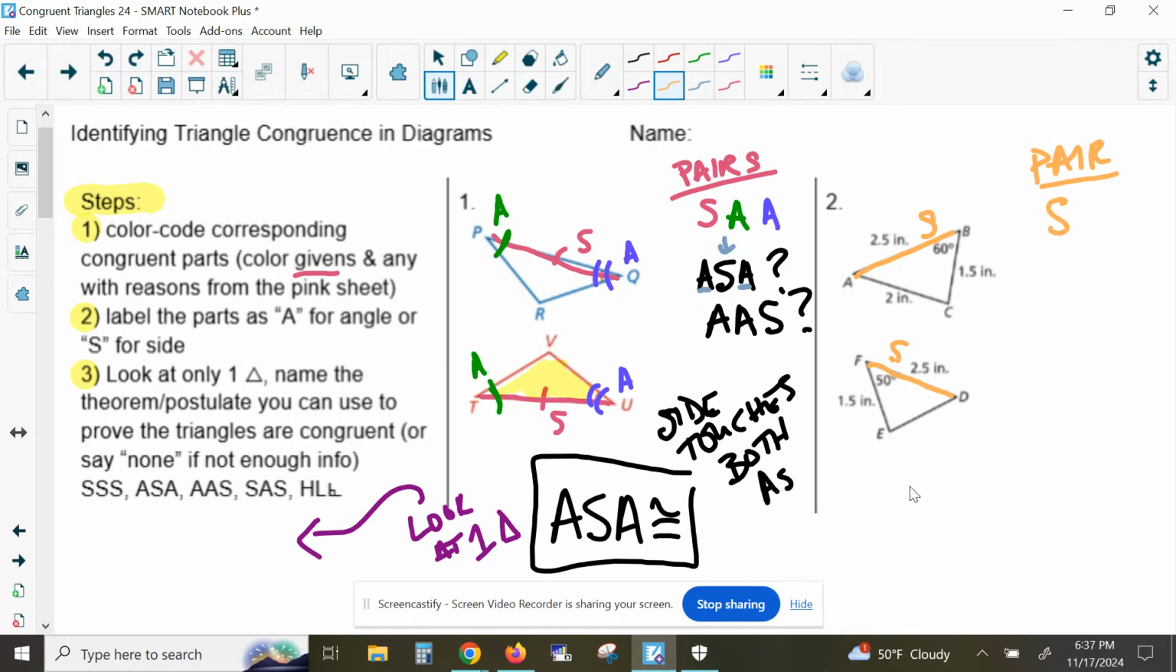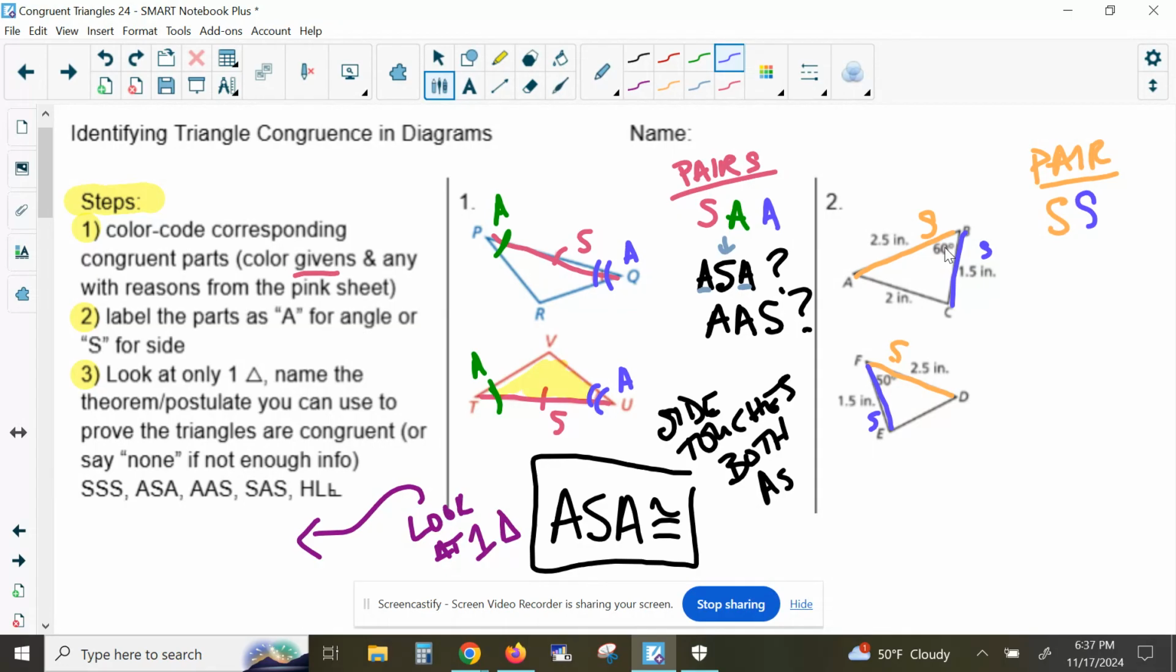Okay, let me get a new color. Do you see anything else that matches? I see this 1.5 matching this 1.5. That is clearly an S and an S. So I have another pair of S's. So I got an orange pair of S's and a blue pair of S's. Now let's look. Do we have anything else? Now we have this 2 inches here, but we don't know how long this is. So we can't pair this 2 inches up with anybody.